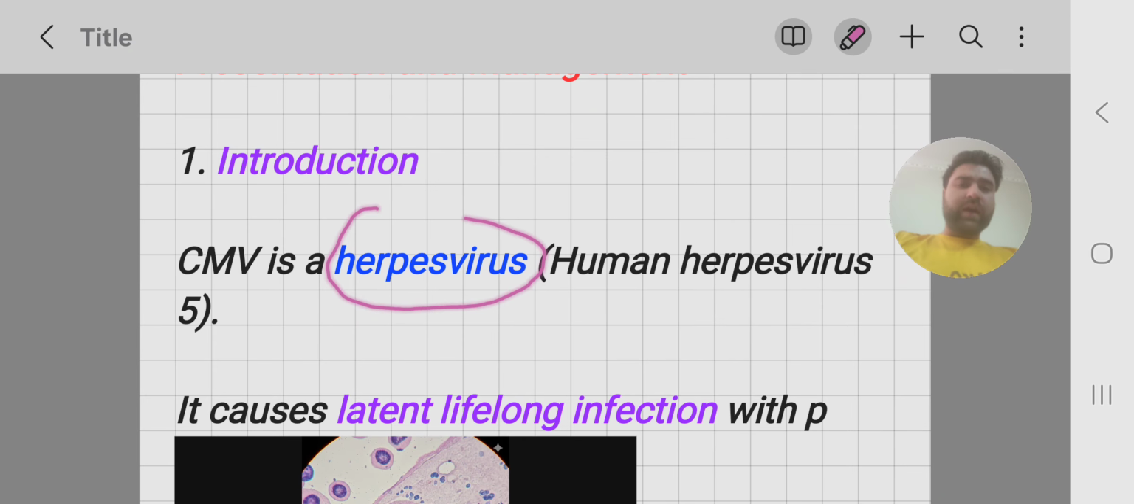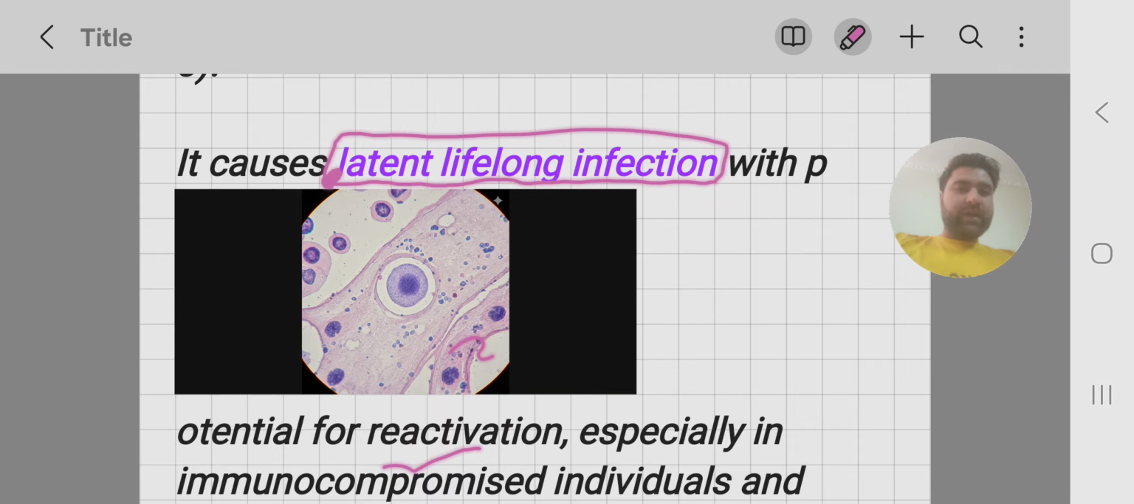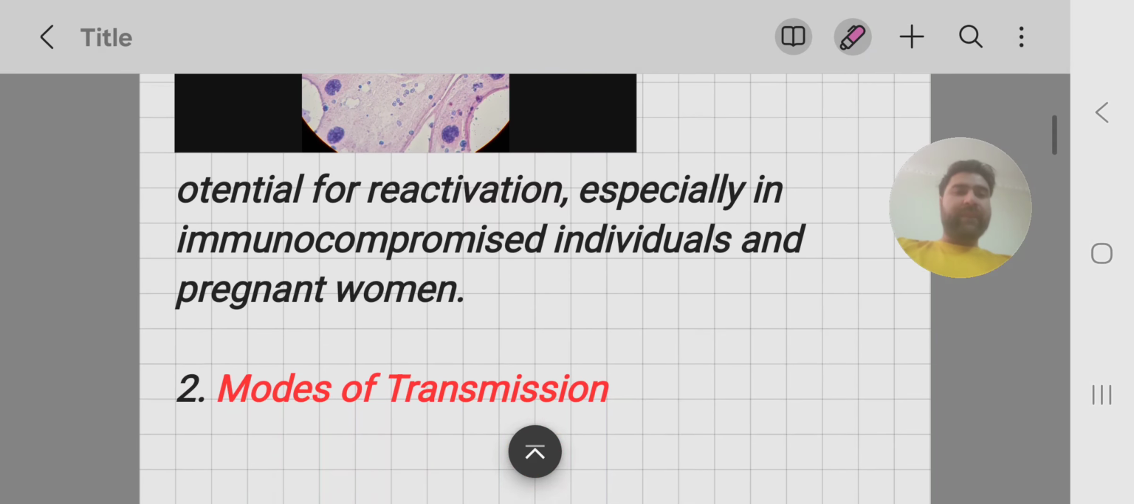Cytomegalovirus belongs to the herpes virus family, also known as human herpes virus 5. It causes a latent lifelong infection. Most patients have this latent lifelong infection, but it only expresses when they are immunocompromised. Here you can see the owl's eye appearance of the cells because of the presence of these inclusion bodies.